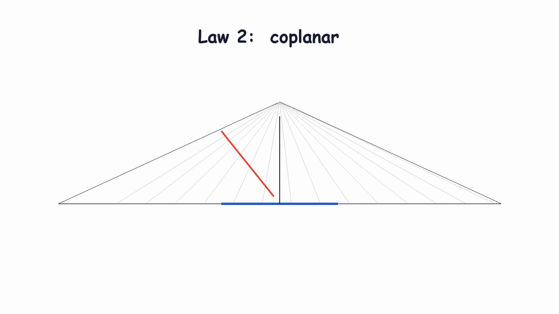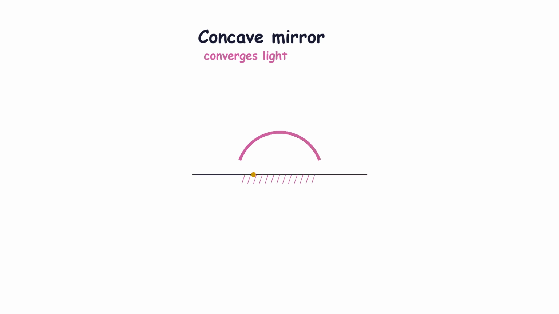A concave mirror curves inward. It converges parallel light to a real focus F. That is why makeup mirrors, dentist mirrors, and satellite dishes are all concave.